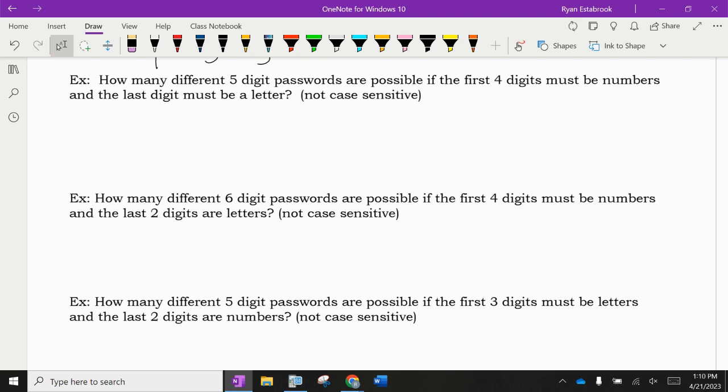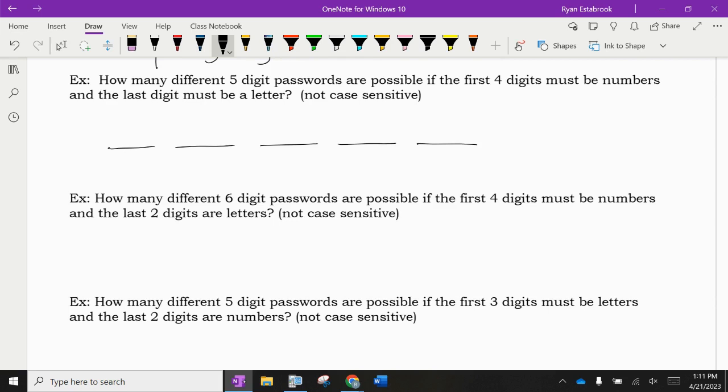Supercomputers are out there trying to figure out your information all the time. You want to have one that can't be stolen, that can't be guessed easily. So let's look at the number of possibilities for these different passwords. First one: how many different 5-digit passwords are possible? So first digit, second digit, third digit, fourth digit, fifth digit.